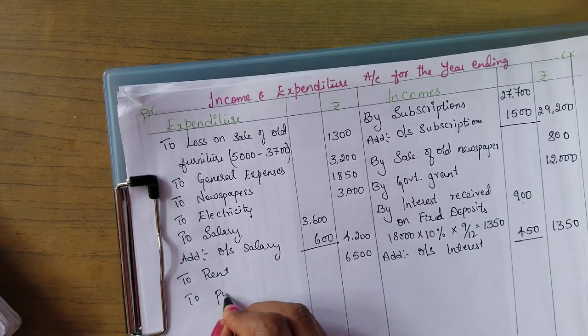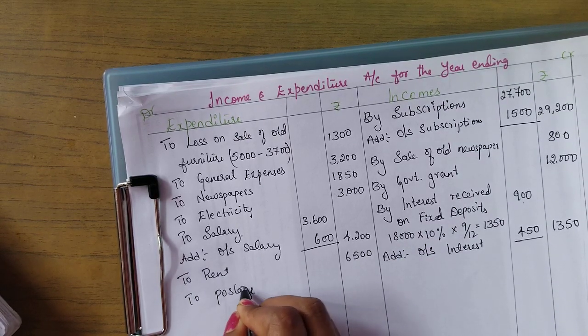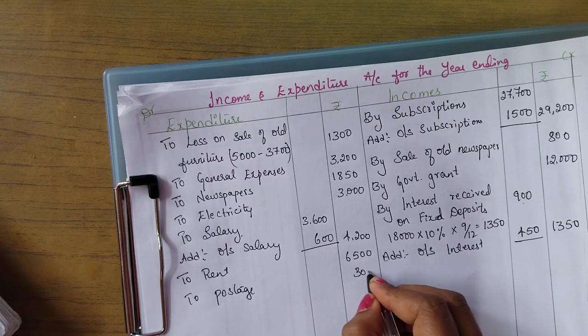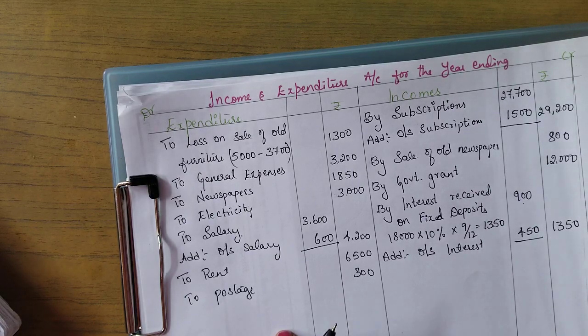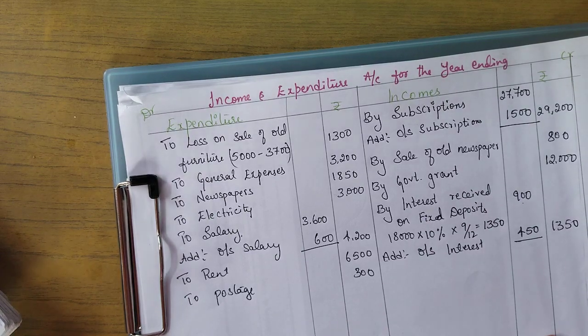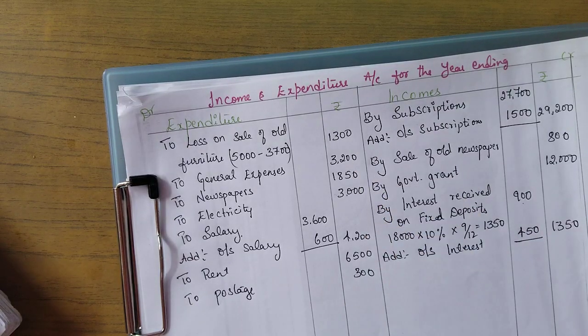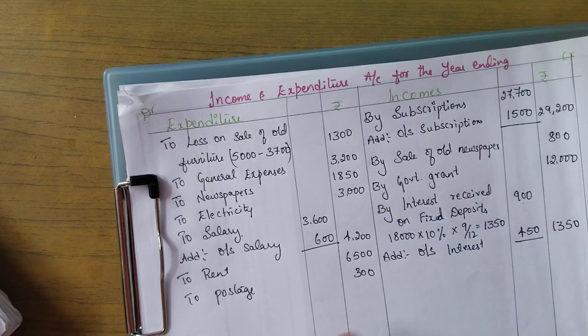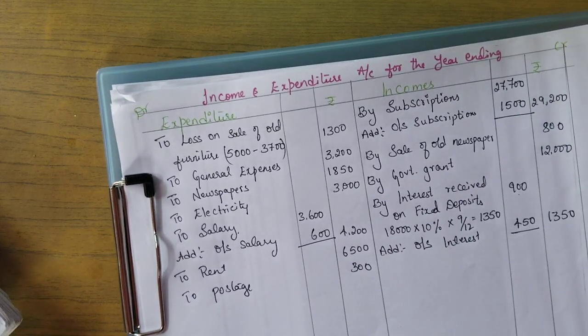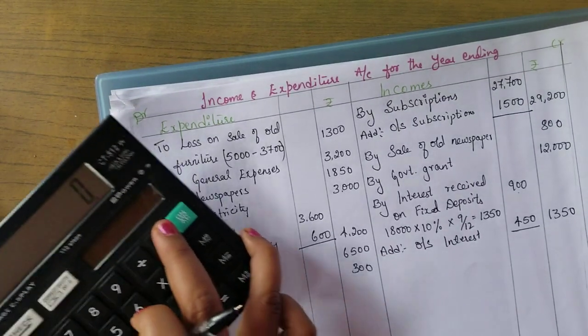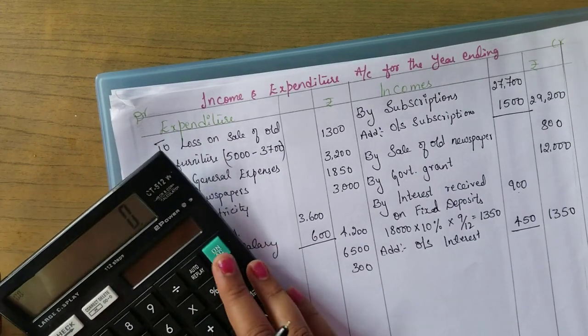To postage charges 300. And again we have furniture purchase, which will not come here again, and all other adjustments, yeah, it is completed. All the items given in the receipt side and payment side both I have entered along with the adjustments. Now let's cross check whether we get surplus or deficit.